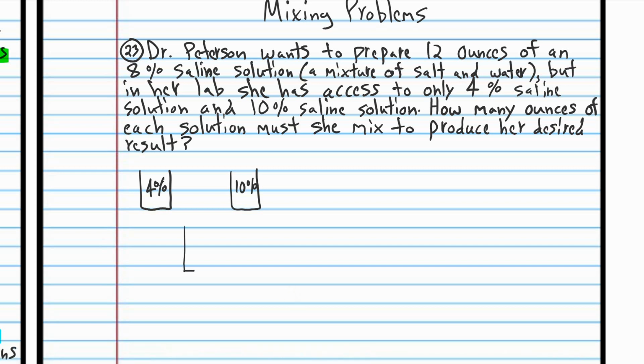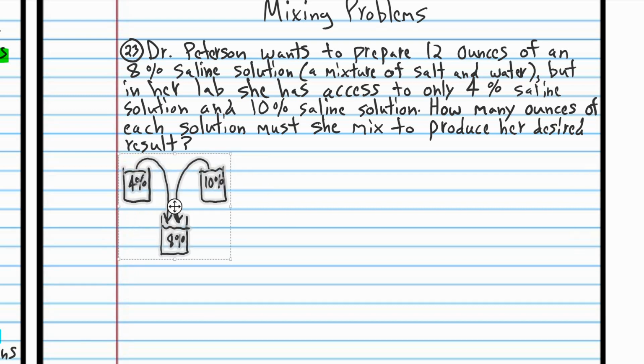And what you're going to do is you're going to take some of the 10% solution and you're going to pour it into a third container. And you're going to take some of the 4% solution and pour it into that third container to create 12 ounces of an 8% solution. So that's what's going on here. So I know that seems a little complicated, but once you get the idea of how to do these problems, it's going to be pretty easy.